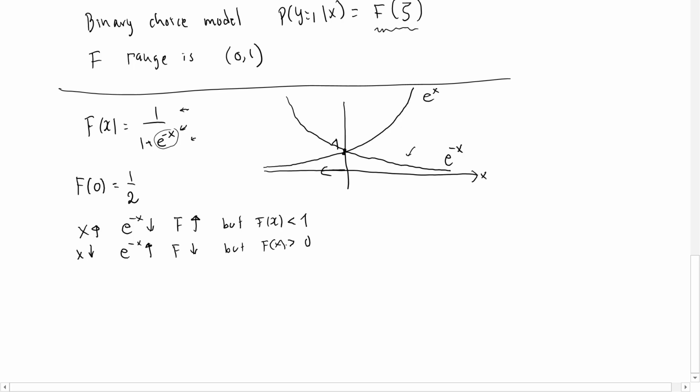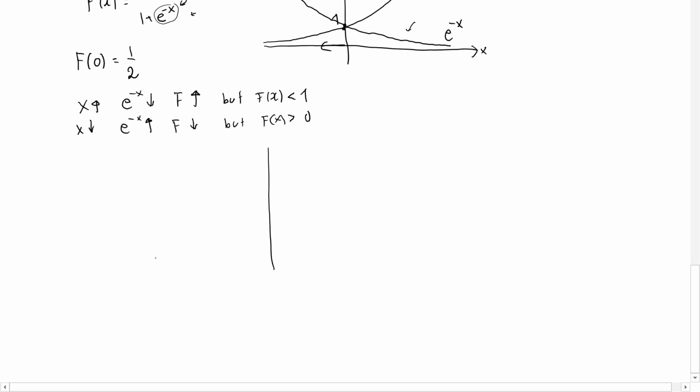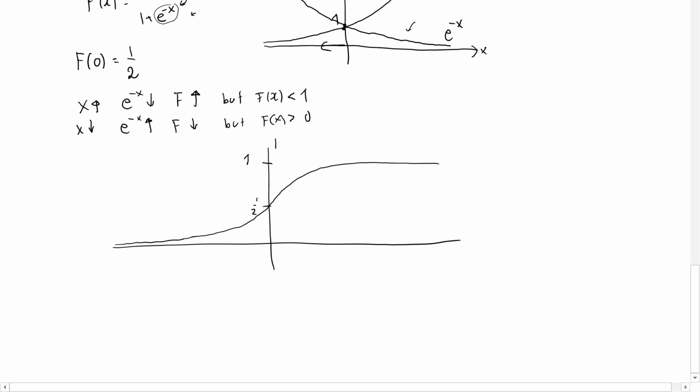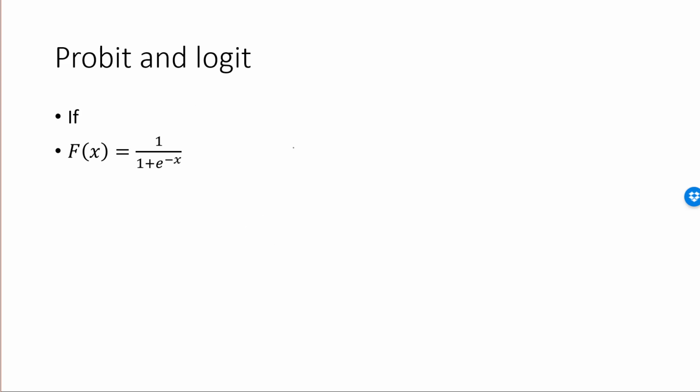So put together, the logistic function looks something like this. 1 here, 1 half here. It goes like this, through 1 half, and then like this. This is the logistic function. And it has the properties that we are looking for in the binary choice model. So when we use this function, we say that we are working with the logistic model or the logit model.